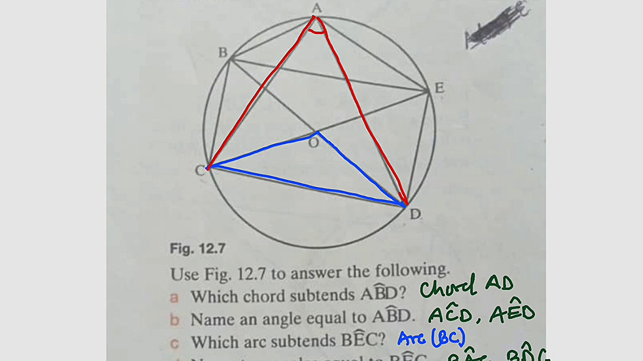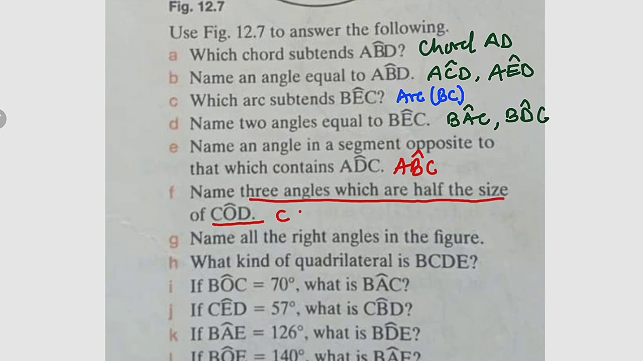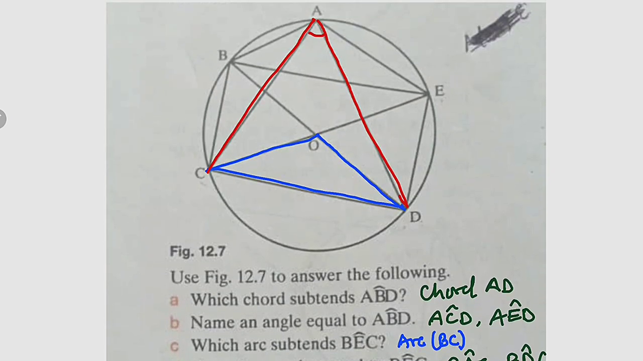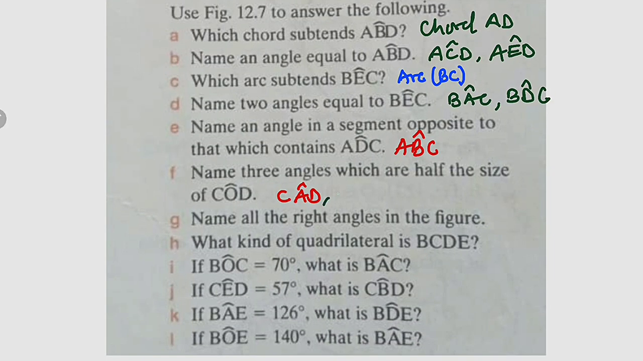So we have CAD. Now let us find the next one. If you observe, the same chord CD subtends an angle to the circumference, which is E. So this angle will also be the same as this one, and all of them are half of this. So the next angle is CED.